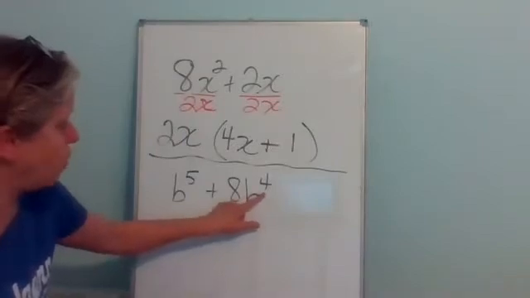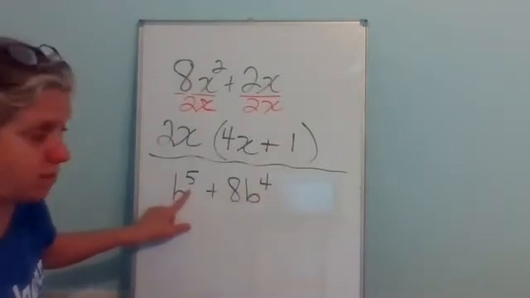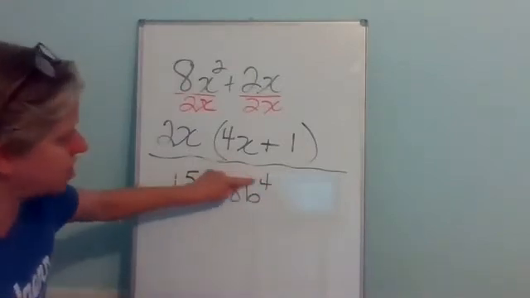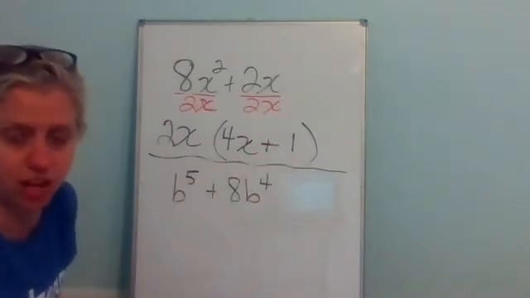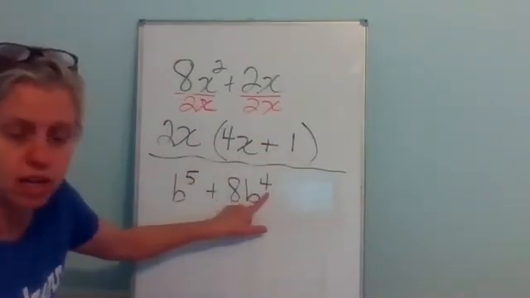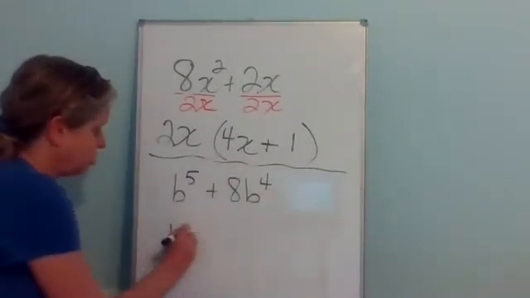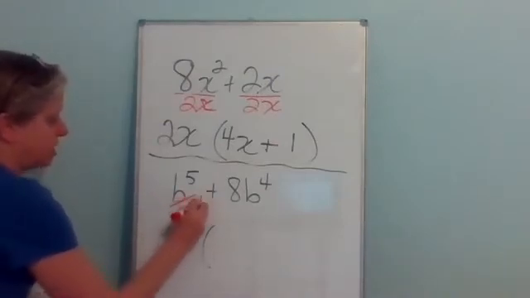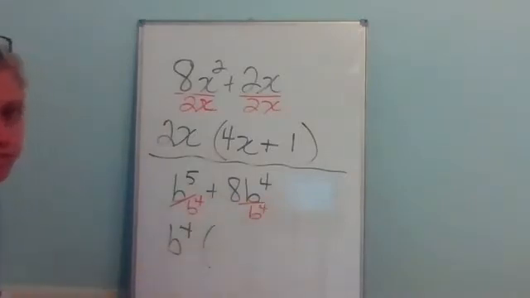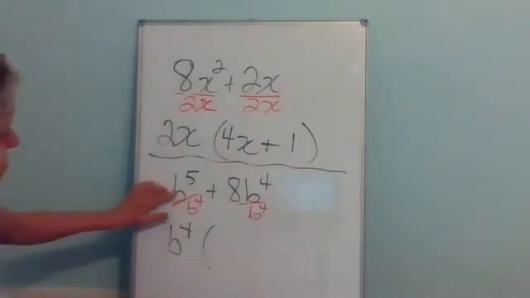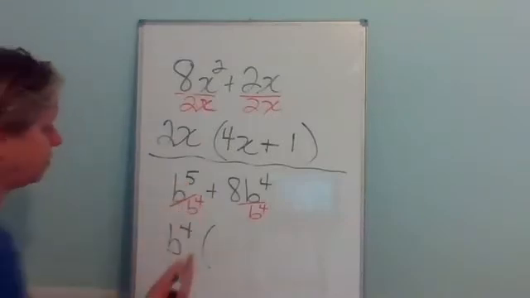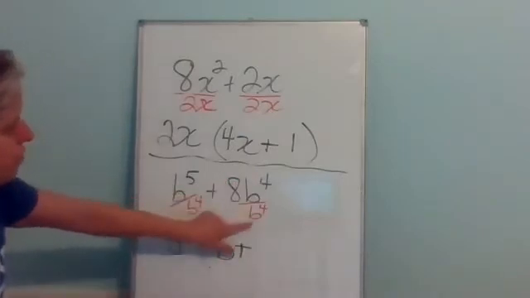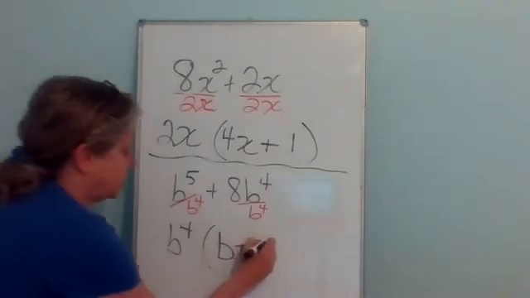I can pull out b to the 4th because I can pull out a b to the 4th from here and here, right? I can't pull out b to the 5th because this one doesn't have enough to pull out 5 of those, right? It only has 4. So that's why we can pull out b to the 4th, then put in parentheses what is left. I always like to just write it underneath just because it helps me visually see what I'm doing here. I had b to the 5th. I pulled out b to the 4th. I've still got a b there. Plus, here I have b to the 4th and pulled it out. So all I'm left with is that 8.